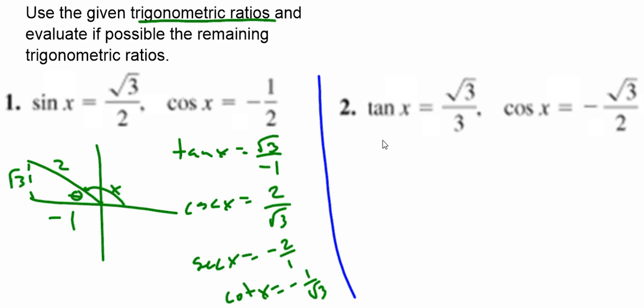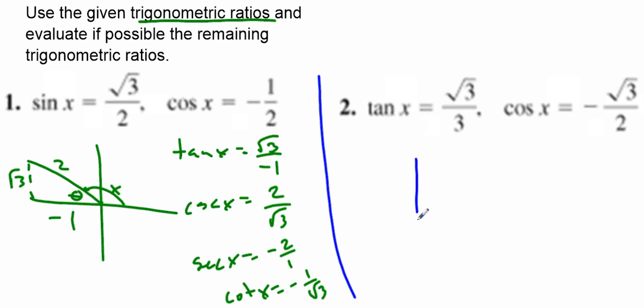But I'm going to do number 2 here. We're going to find all the trigonometric ratios, given that tangent of x equals square root of 3 over 3 and cosine of x equals negative square root of 3 over 2. The first thing I always try to do is find out where this triangle is located, because whenever you do trigonometry, you're talking about triangles. We have a tangent, so tangent is going to be positive.